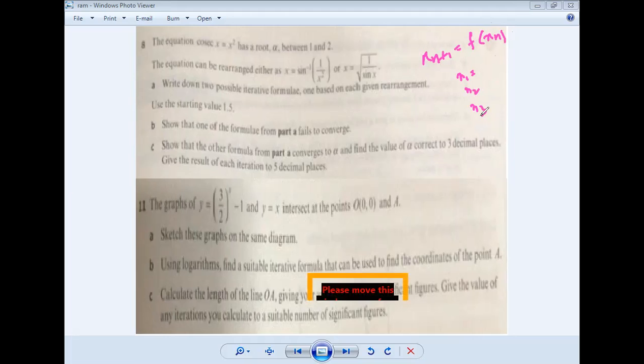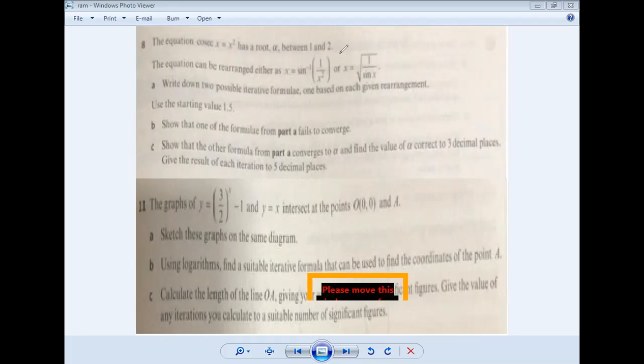Suppose the value is repeating, meaning we are getting the same value to a particular number of decimal places. Then we have found the root, which is nearer to the root solution. If you are not getting the same value repeated, then you have to substitute again and continue until you get the same value. Now we are going to discuss two problems based on this iterative method.